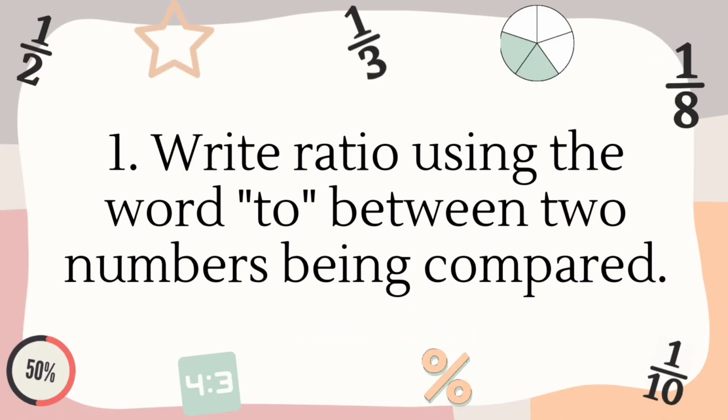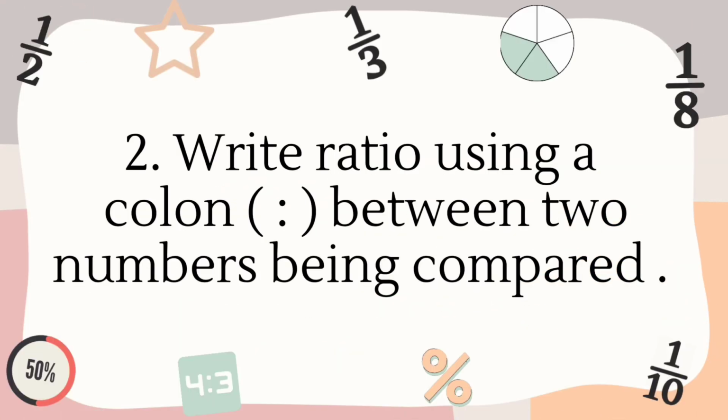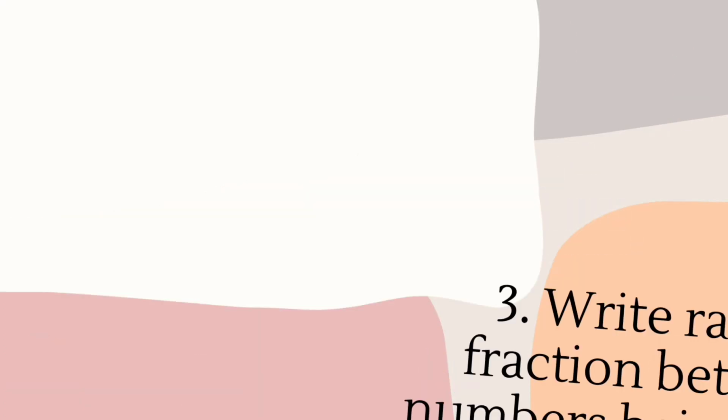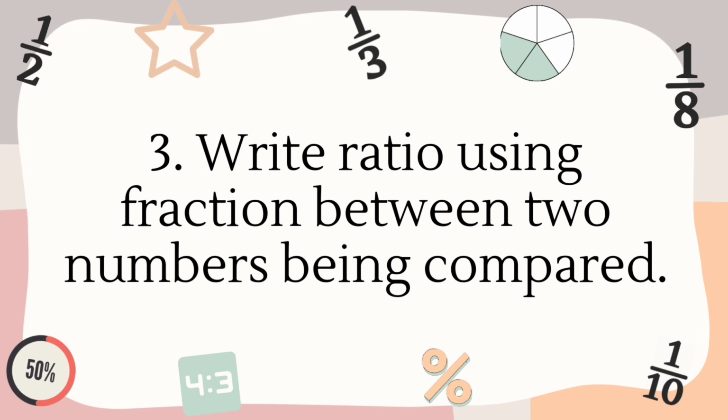Number 1. Write ratio using words between the two numbers being compared. Number 2. Write ratio using a colon between the two numbers being compared. Number 3. Write the ratio using a fraction between the two numbers being compared.